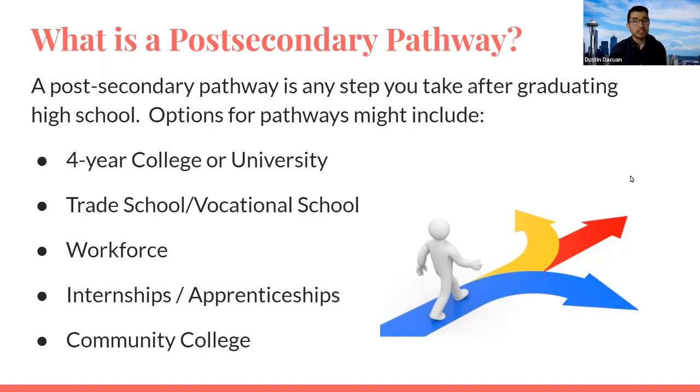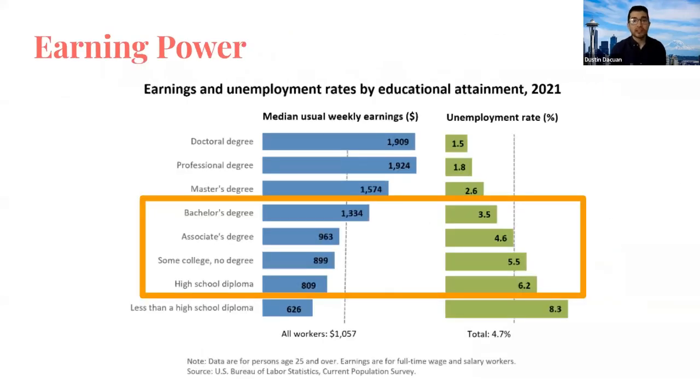As you're thinking about all of these options, we also want you to keep in mind the earning power associated with each of those pathways. If we zoom into the orange box, these are the opportunities you can take after high school. With a high school diploma, we see an average weekly earnings of $809. If we compare that now to a bachelor's degree, someone who has graduated from a 4-year college or university, we see an average weekly earnings of $1,334, a difference of about $500 a week. If we extrapolate that over the course of a year, that's a $26,000 difference between high school diploma and bachelor's degree.